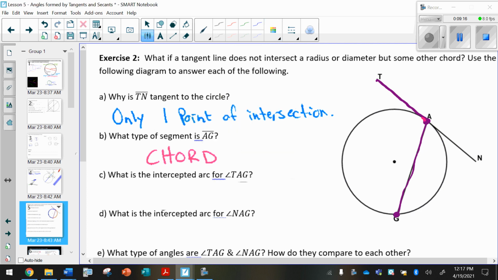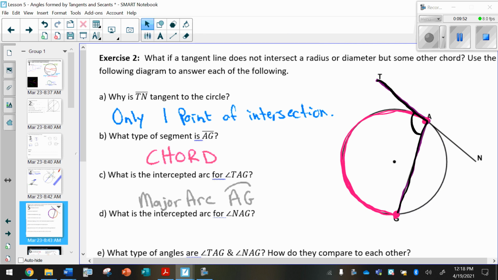That means from A to G, that is our intercepted arc, because that is the arc created from point A to point G that is also on the interior of the angle. So it's got to be inside the angle and the arc created from where the angles touch the circle. So what is the intercepted arc for angle TAG? It's going to be major arc AG.